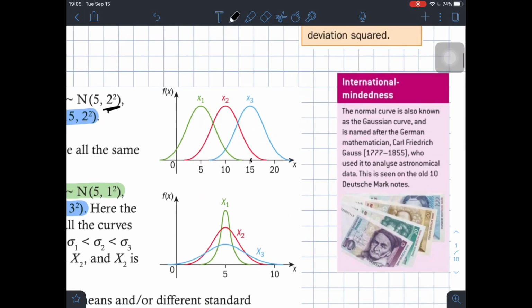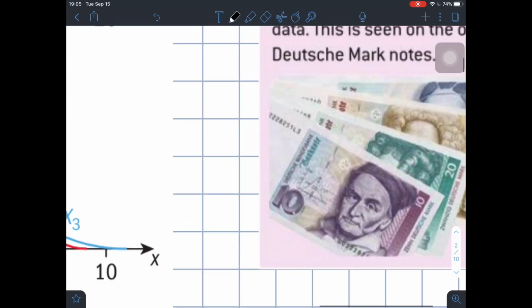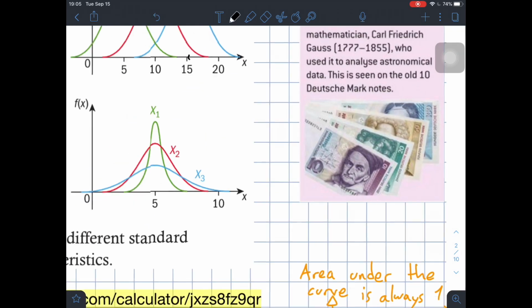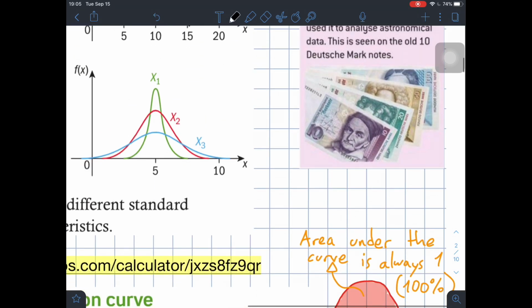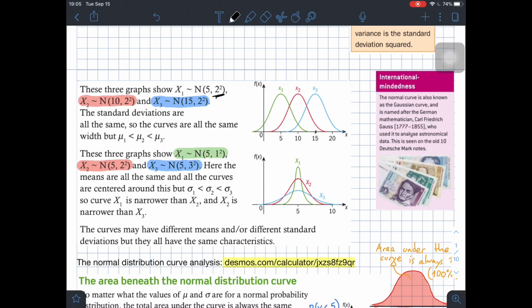Let's read this international minus. This is just for cultural information. The normal curve is also known as the Gaussian curve. It is named after the German mathematician Carl Friedrich Gauss, who used it to analyze astronomical data. This is seen on the old 10 Deutsche Mark notes. So you see that in this currency, there's a normal curve distribution. This is just for general information.